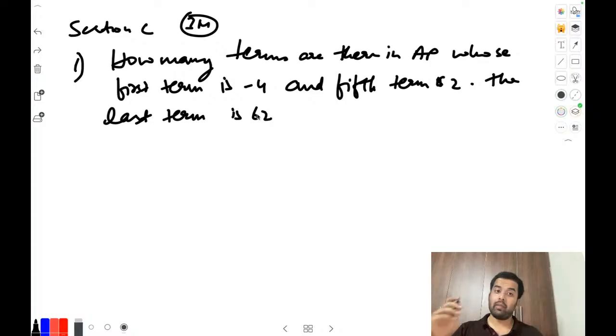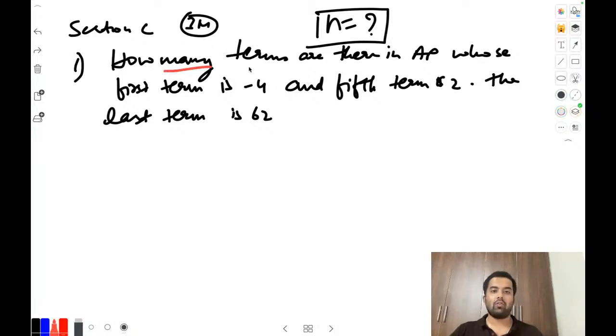First, how many terms, which means we have to find the n value. Just get the idea of this. How many terms it is asking about here? Term stands for n only. The question is asking about n. What should be the value of n here? Figure out, everyone. First write the given part, then answer it.